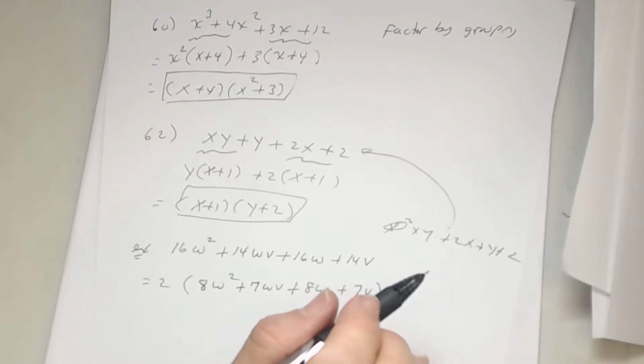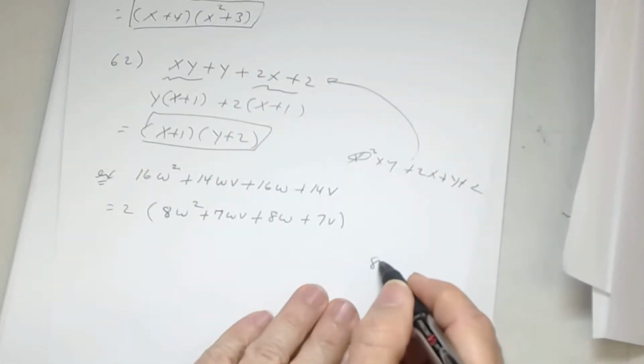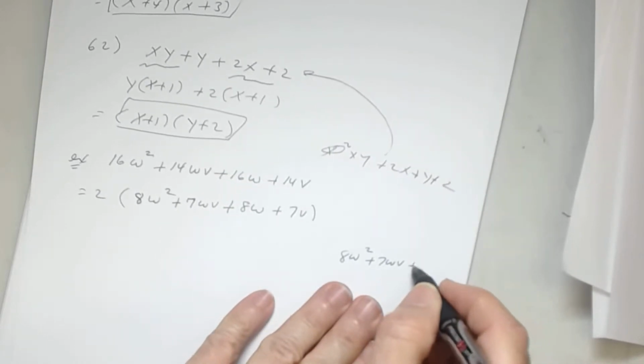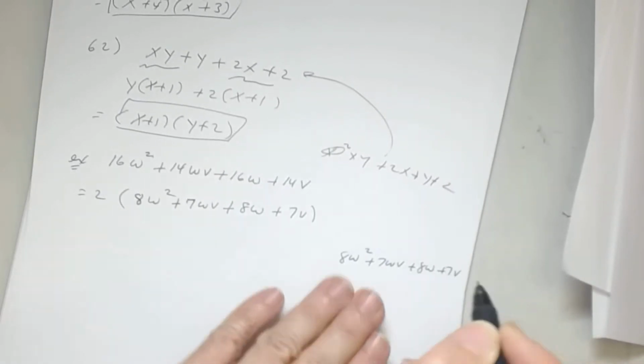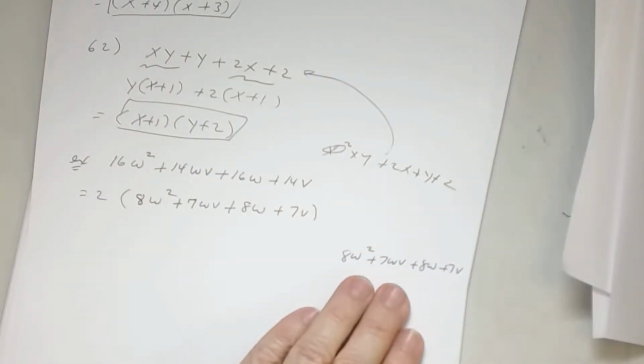But remember, it's always factored completely. So just because you took out a GCF, it can still be factorable, possibly. So look at what's inside the parentheses. How many terms? 4. If there are 4 terms, I'm going to write those 4 terms over right here: 8W squared plus 7WV plus 8W plus 7V. You want to ask yourself, what question? Is this right here factor by grouping?